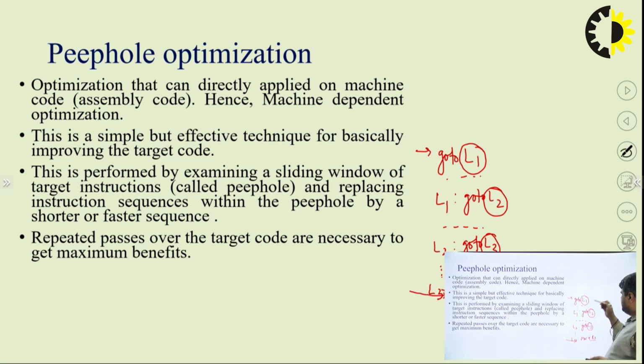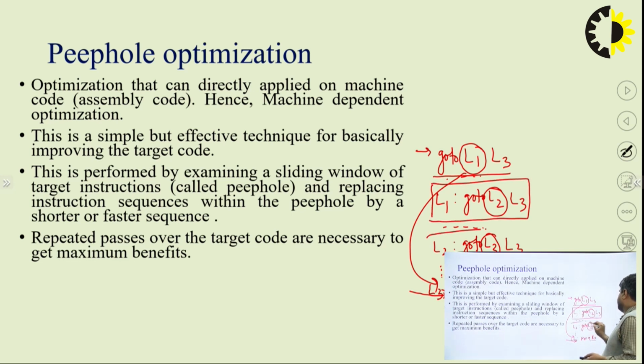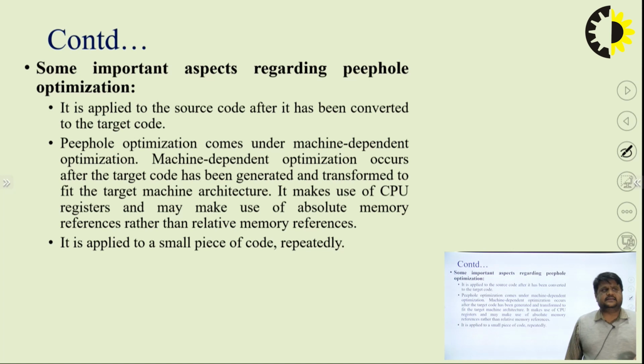So instead of using so many jumps, you simply write go to L3 here, here, and here. So go to L3 will execute this particular code, right? So these particular codes will be dead code, redundant code. In the first pass, you replace the labels by L3, and in the second pass, you eliminate these unnecessary codes from the program. So these are some important aspects regarding peephole optimization.